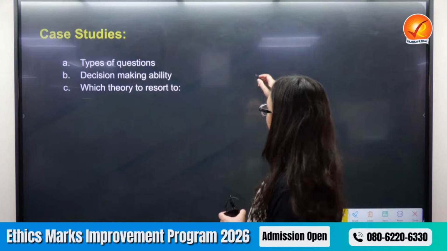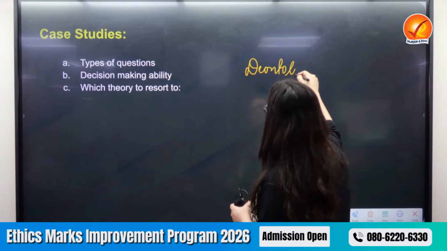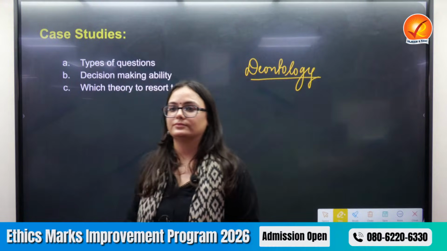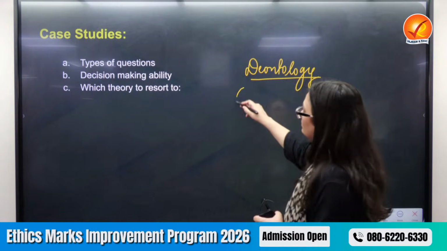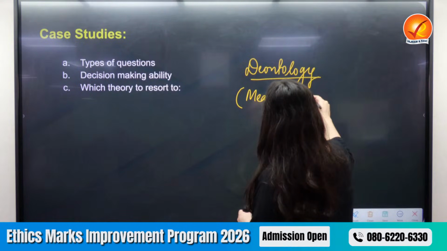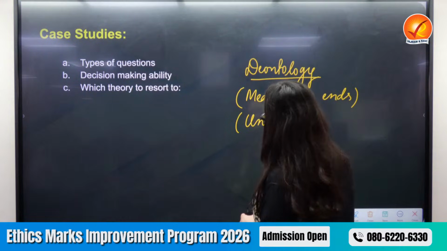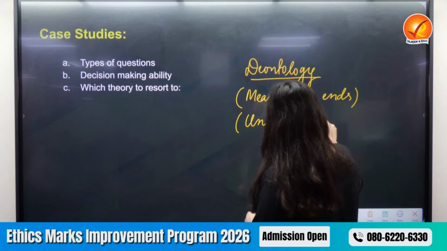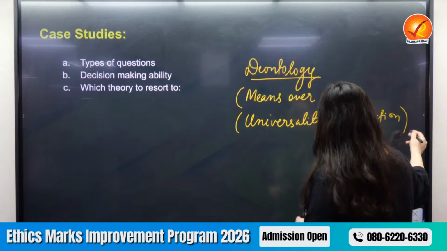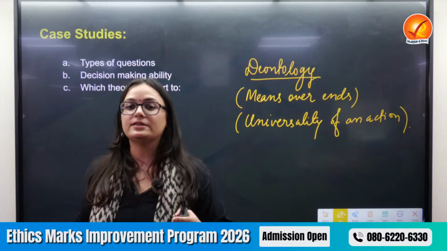I'll tell you. There cannot be a right means to go for it. Have you heard of this theory, deontology? Yes. What does deontology say? Means over ends, and universality of an action. What does this mean? That act in a manner that it can act as a universal dictum.